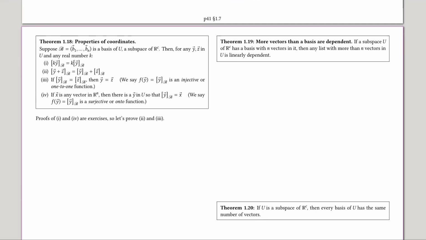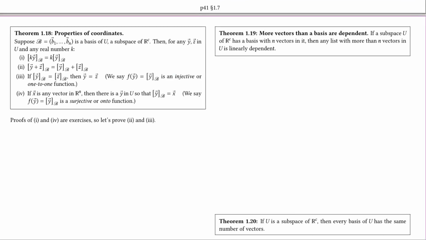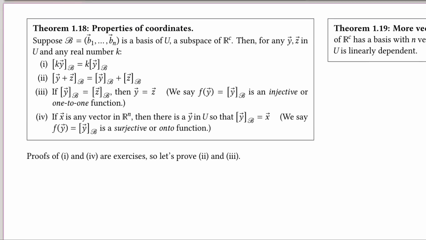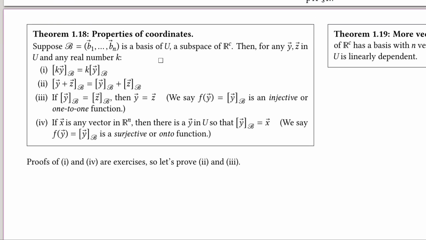Okay, so let's look at theorem 1.18 first. Properties of coordinates. So this says we have a basis B with n vectors in it of a subspace U of R^m. Then for any vectors y and z in that subspace and any real number k, we have the following things. If you multiply a vector y by k and then get the coordinates of that relative to B, you get the same thing as k times the B coordinates of y. So you can factor out the k from the coordinate function.